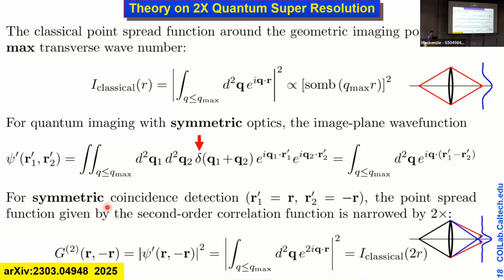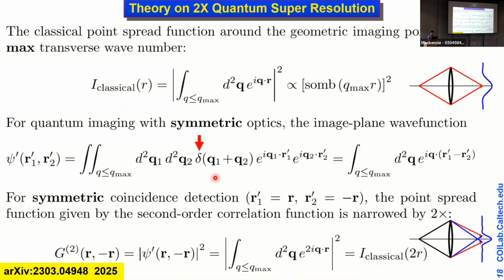We use anti-symmetric coincidence detection. So R1 prime is equal to minus R2 prime. You plug all that in here, you will get this factor 2 in the exponent. And so this means you will get essentially the classical PSF except with 2R in the argument. And so this allows us to get 2x enhancement in spatial resolution.